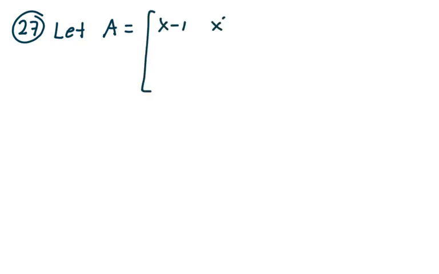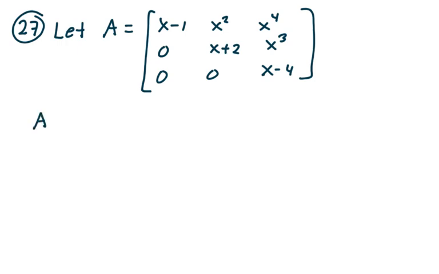Let's take a look at problem 27. And then we can call it good for this video. Let A equal the matrix x minus 1, x squared, x to the 4th. For the first row, 0, x plus 2, x cubed for the second row, and then 0, 0, x minus 4.